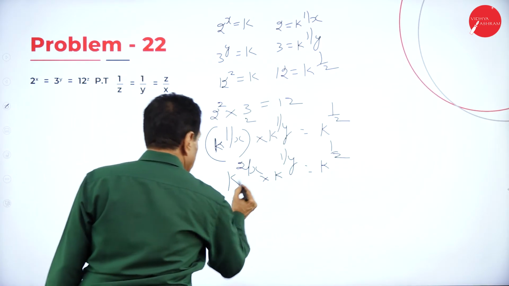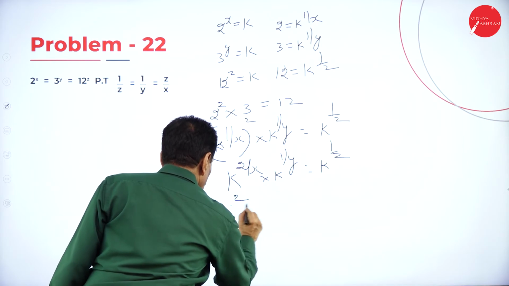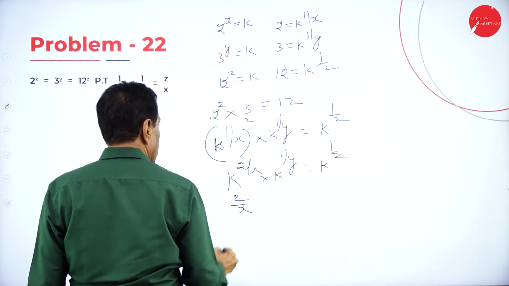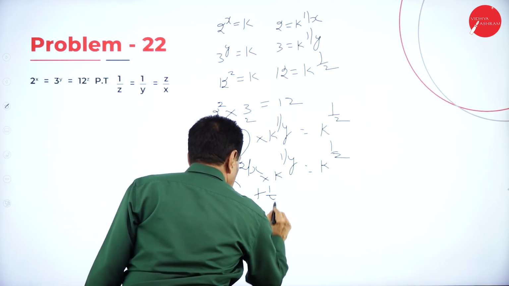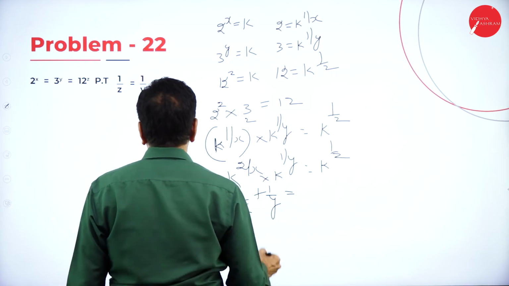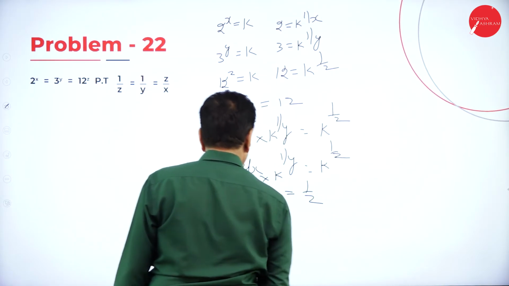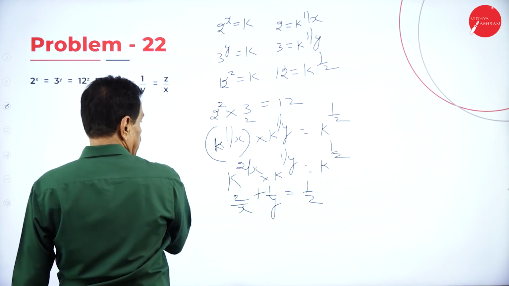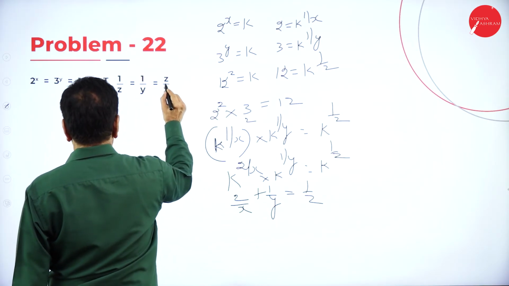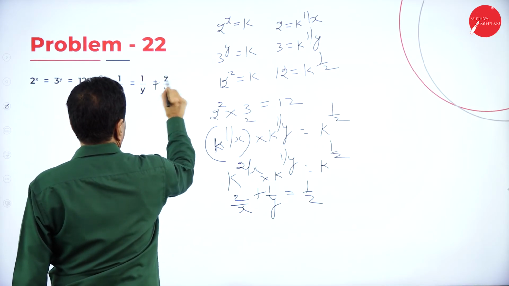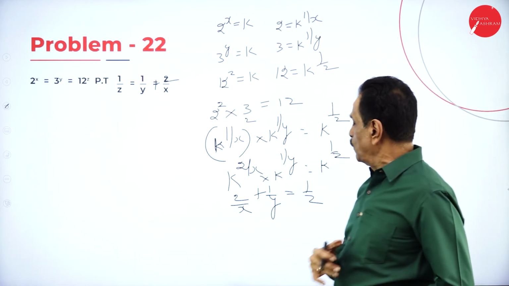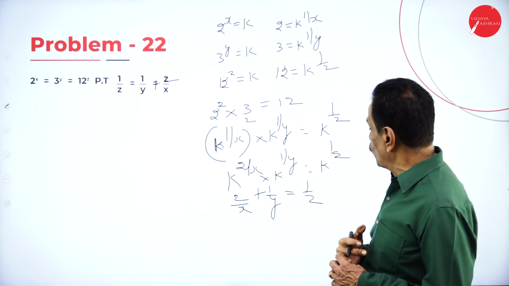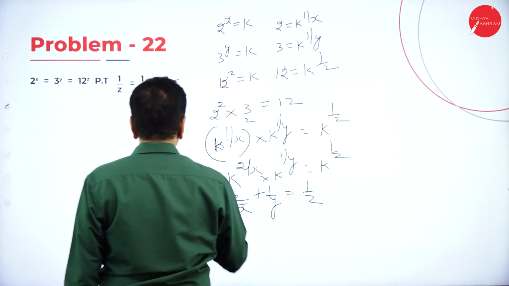Or this can be written as 2 over x plus 1 over y is equal to 1 over z. Prove that 1 over z is equal to 1 over y plus 2 over x.